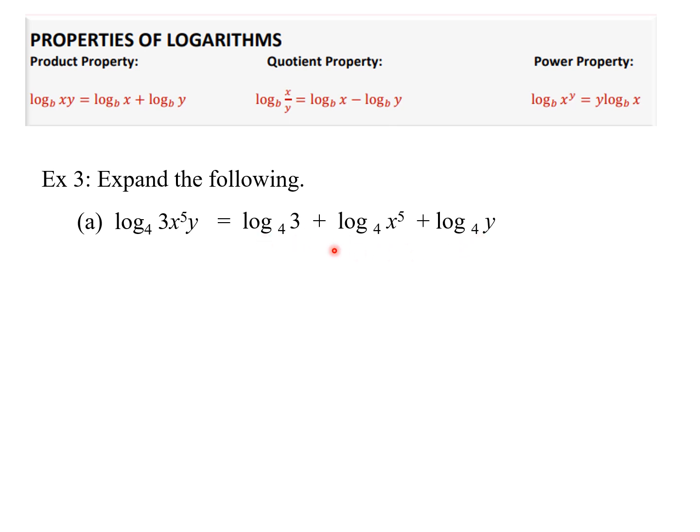All right, now there's one other thing we can do with this. This is fine the way it is, but the second term, log to the base 4 of x to the fifth, I'm going to apply the power property now. And we're going to take that 5, we're going to pull it out front.